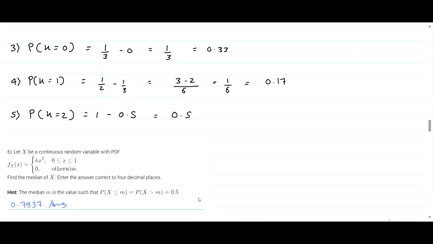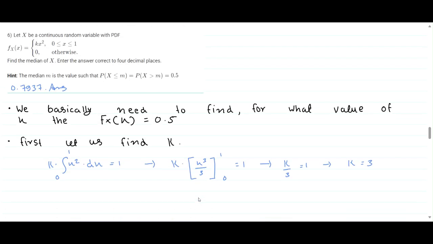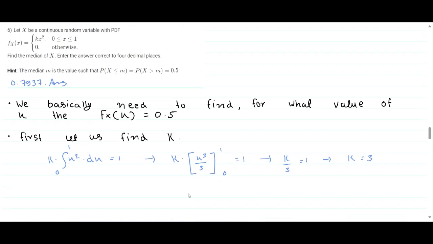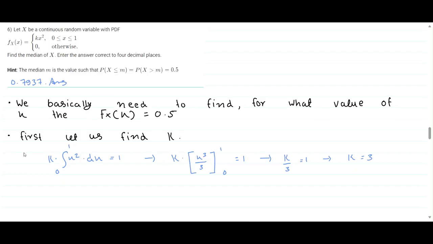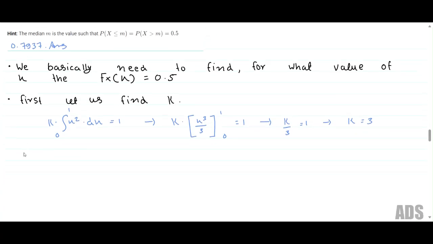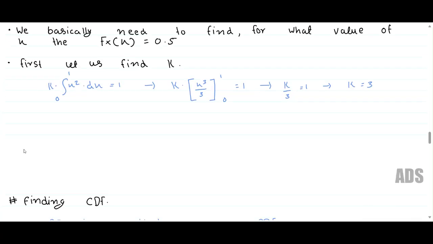Let's now move to question number 6. Question number 6 states that x is a continuous random variable with a given PDF. Find the median of x. In this question, we basically need to find for what value of x, F(x) is going to be 0.5. First, let us find the unknown k in the given PDF using the fact that the total integral of the PDF should be equal to 1.